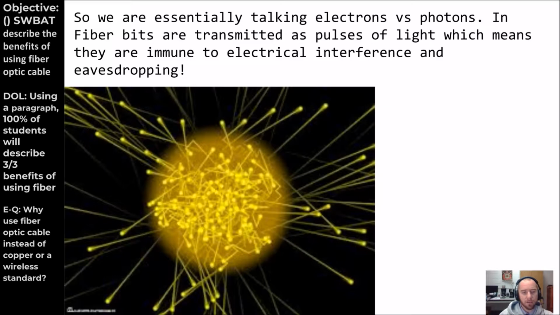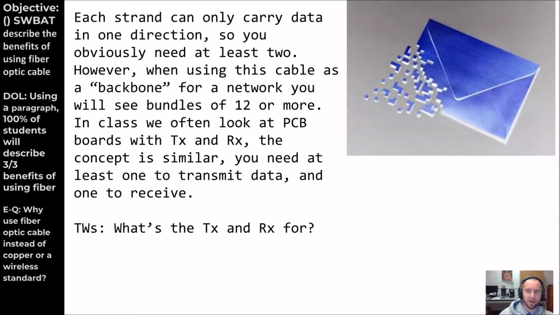All right, so when we're talking about fiber optics, essentially we're talking about electrons versus photons. In fiber, bits are transmitted as pulses of light, which means they are immune to electrical interference and eavesdropping. This, in my mind, is the first two big benefits you'll not only want to remember, but you'll want to consider when you're wiring up your own networks, whether it's at home or maybe in a business setting in the future. Now, each strand can only carry data in one direction, so that means you obviously need at least two strands, one to transmit, one to receive.